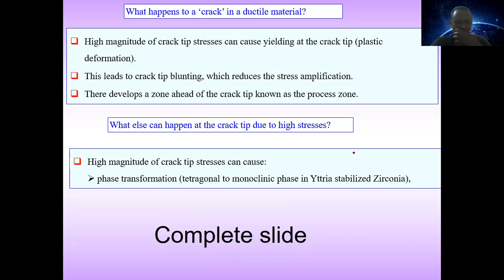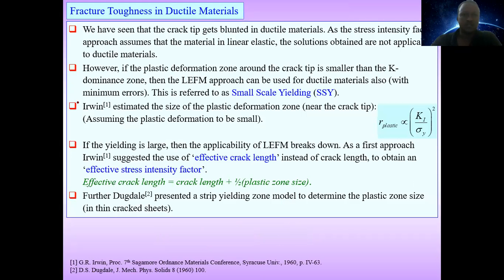So this is all about the first phase of our presentation. I will continue with the second phase of the presentation. So that will also be continued. So let's see what fracture toughness means.